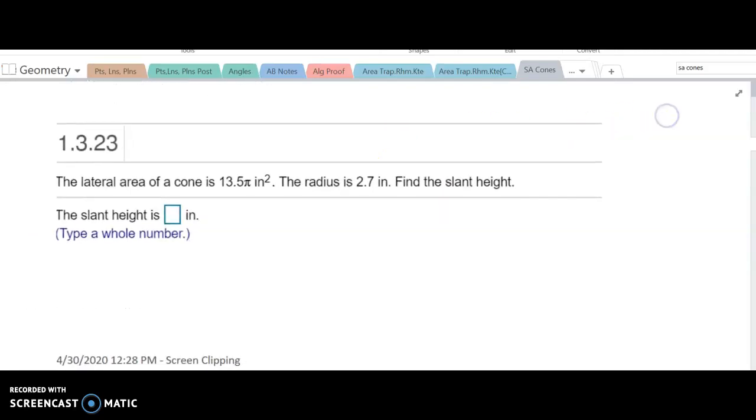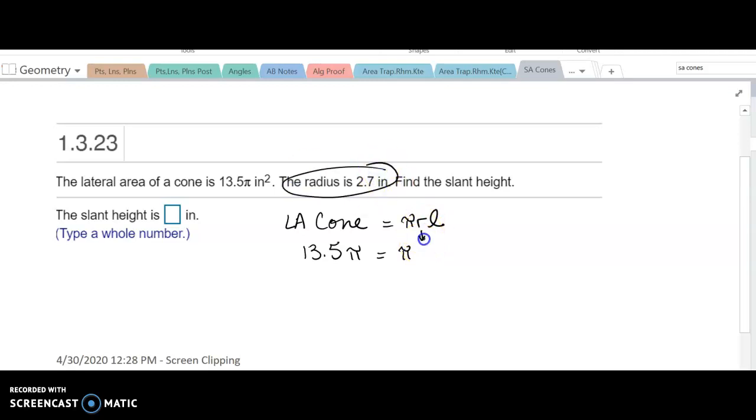Okay, so on this problem, you have the lateral area of a cone. We're talking about the lateral area, so we're just talking about the pi r L part of the formula. It does not include the pi r squared, and it is 13.5 pi. We also know the radius is 2.7, so I'm going to plug in 2.7 for the radius and find L.